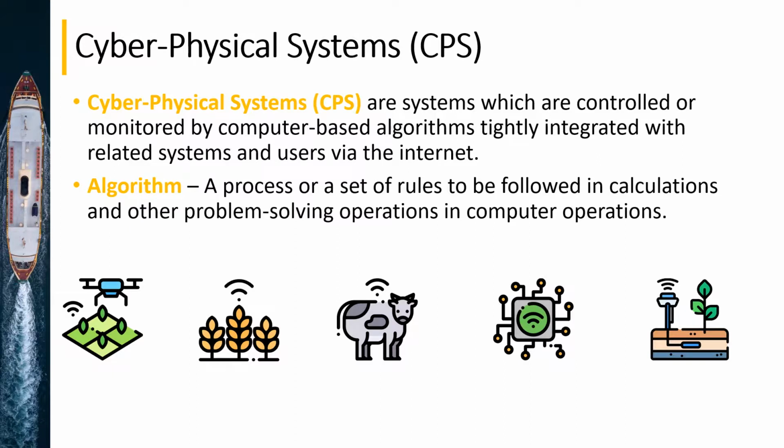Moving on to cyber physical systems. So basically, a cyber physical system is a system that is controlled and monitored by computer-based algorithms that are tightly integrated with related systems and users via the internet. You might be wondering what an algorithm is. It's basically a process, a series of steps that a computer is given to make calculations and comparisons and other problem solving operations. So basically, something like a drone or a robot can be considered a cyber physical system.